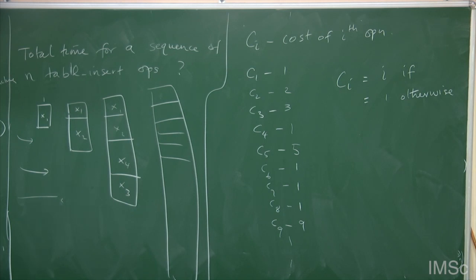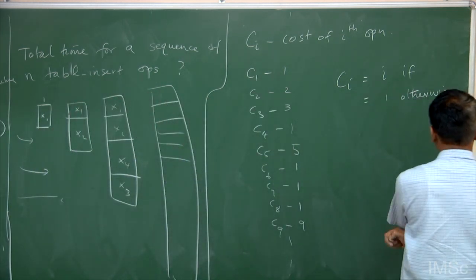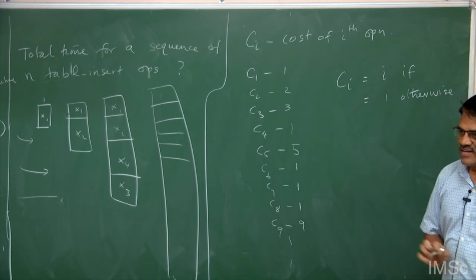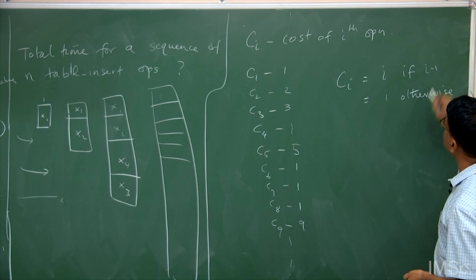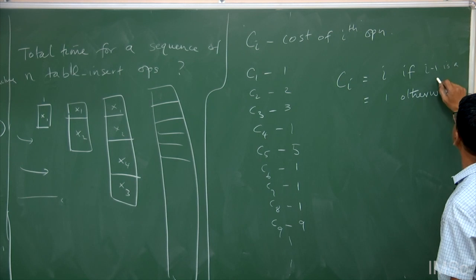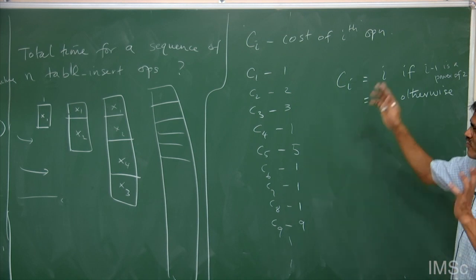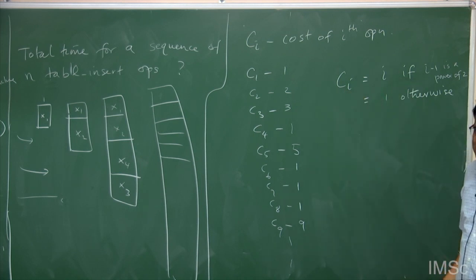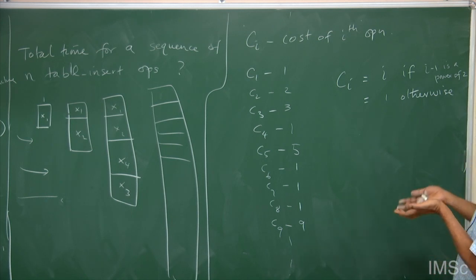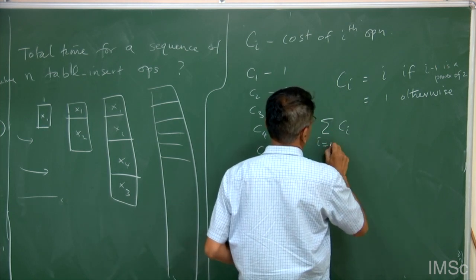When is it i? When i has the form 2 to the power k plus 1. That's a nicer way of saying it: if i minus 1 is a power of 2. So it's not magic. We actually know the cost of every operation. Let's sum this and see what happens. So what is the summation of Ci, if I do n such operations?